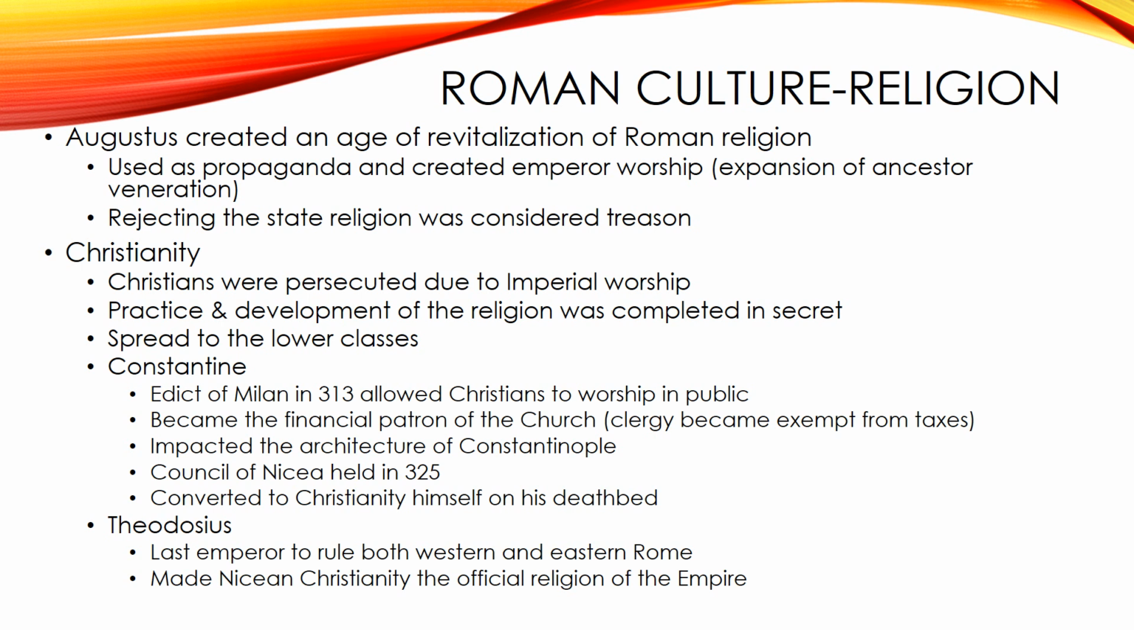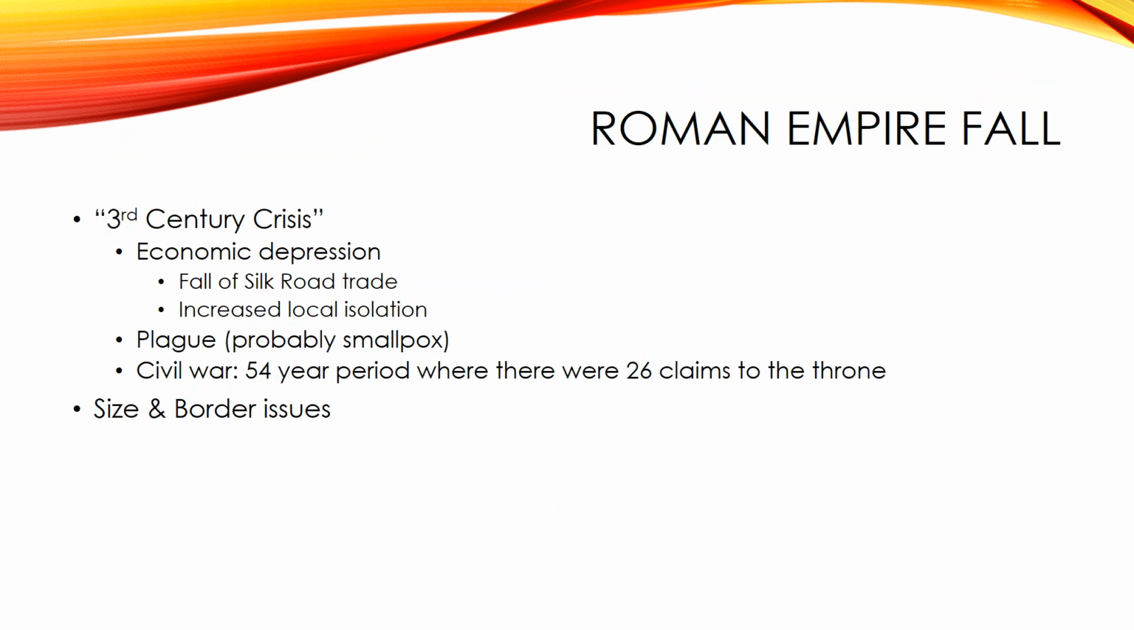Theodosius the Great is the last emperor to rule both Western and Eastern Rome, and he made Nicene Christianity the official religion of the empire, which is going to create some kind of cultural unity for Europe through the Dark Ages once Rome falls. The empire falls due to the 3rd century crisis.